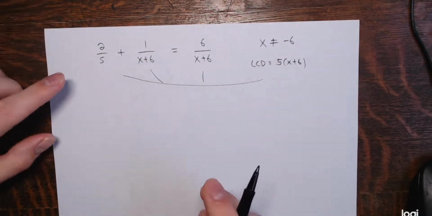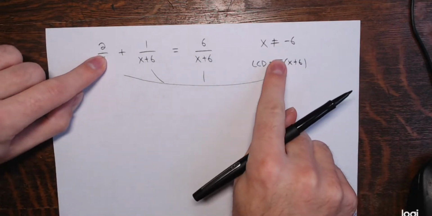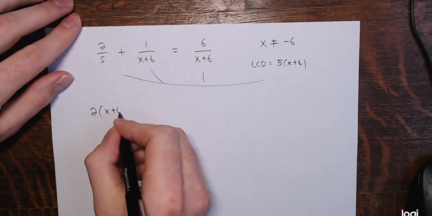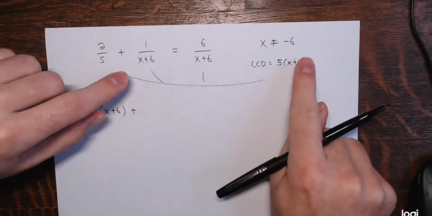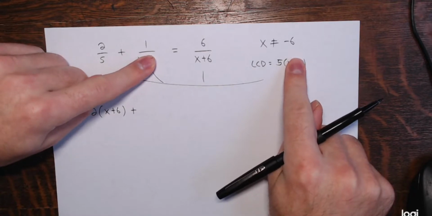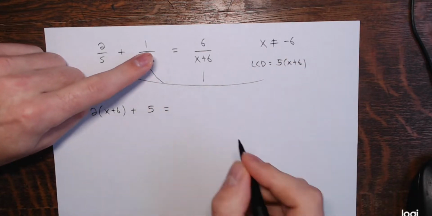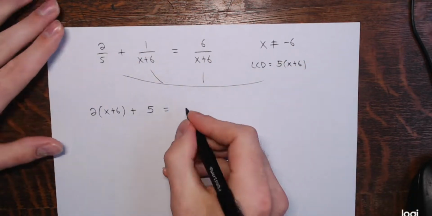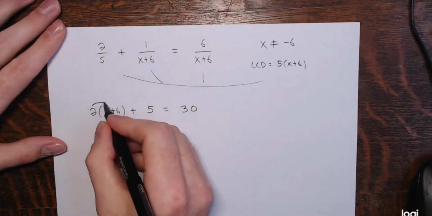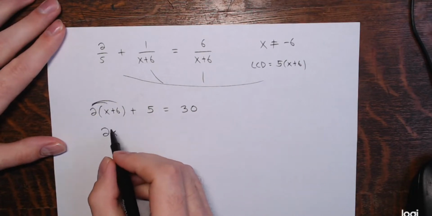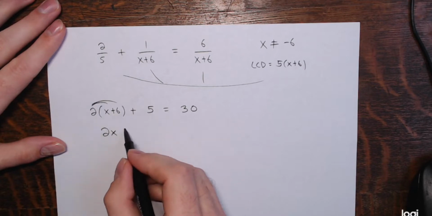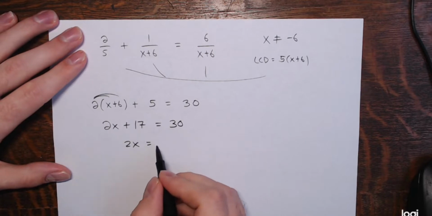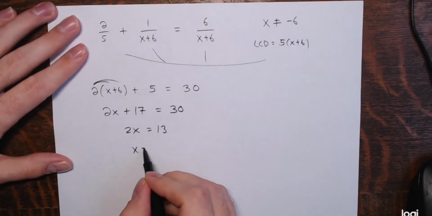On the left side, the 5's would cancel in this first one. You'd be left with 2 times the quantity x plus 6. Plus the next fraction, the x plus 6's would cancel. You'd be left with 1 times 5, or 5. And on the right side, you have x plus 6's canceling, and you'd be left with 6 times 5, which is 30. All right, then here distributing the 2, we have 2x, then plus 12 plus 5, so plus 17 equals 30. Subtract 17, you get 2x equals 13, divide by 2, x equals 13 halves.